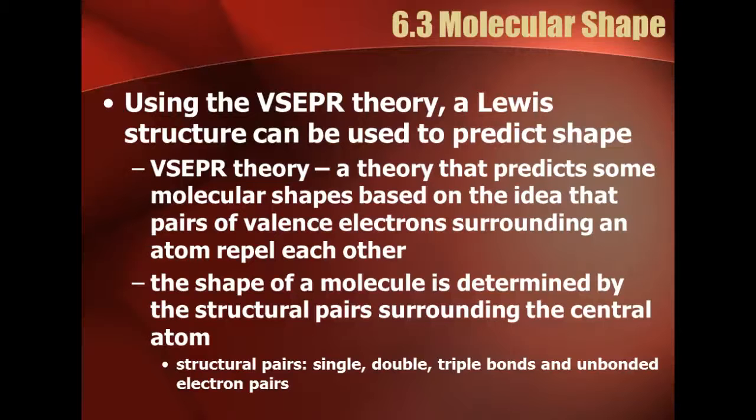The shape of a molecule is determined by the structural pairs surrounding the central atom. There are two important points in that statement. The first one is the structural pairs, which simply mean a single, or a double, or a triple bond, or even an unbonded electron pair. Each one of those represents a structural pair. The second really important thing in this statement is surrounding the central atom. Only the central atom matters when we're trying to predict our shapes.